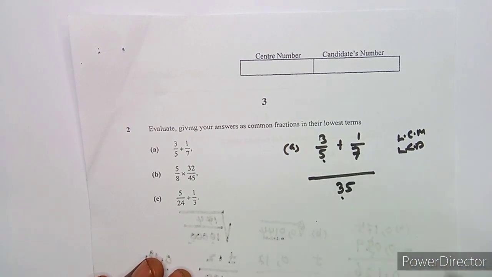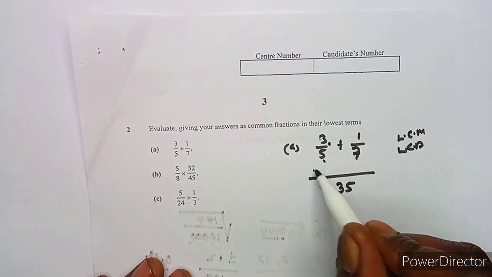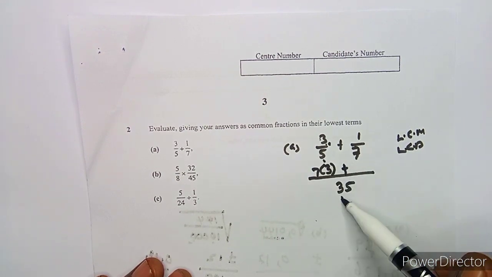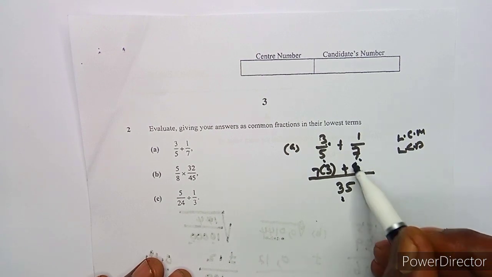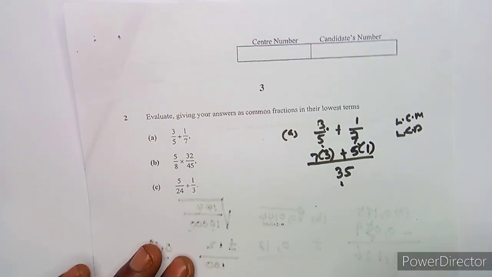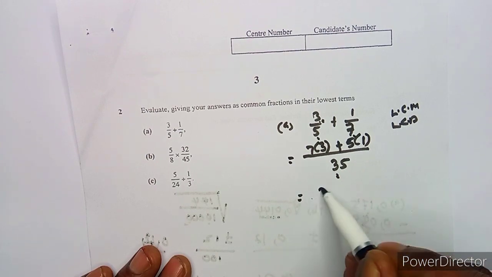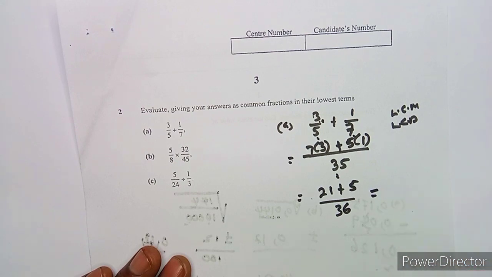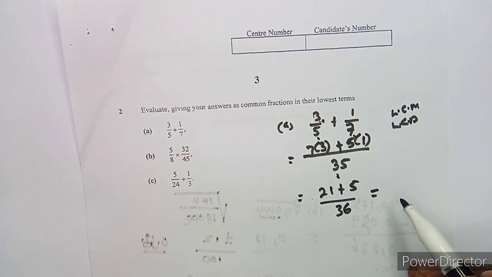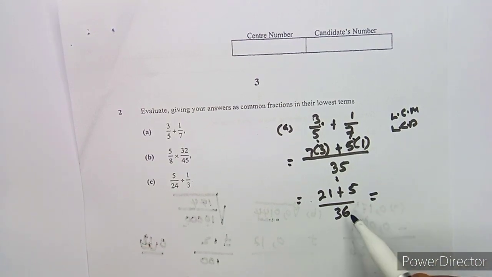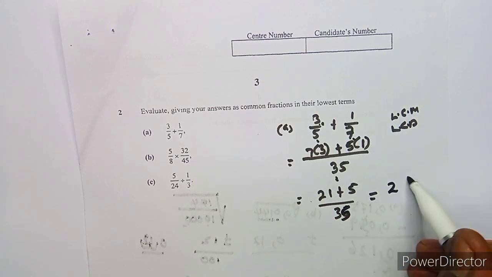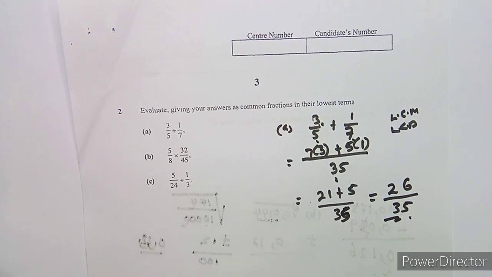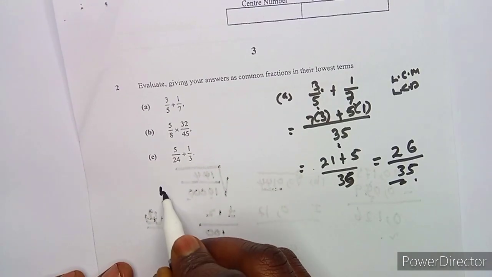35 divided by 5, that is 7, then times 3, sorry, which is 21, plus 35 divided by 7, which is 5, then 5 times 1, which is just 5. Okay, so this is going to give us 21 plus 5 over 35. 21 plus 5 is going to give us 26 over 35. Is there anything that we can do? Actually, there's nothing.